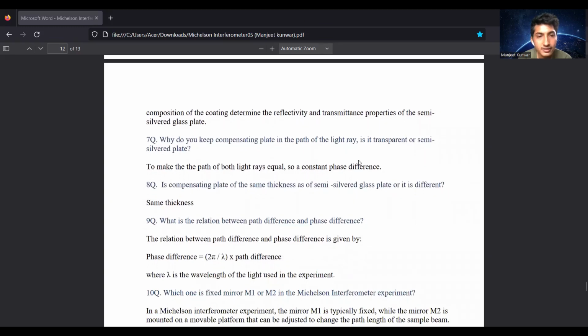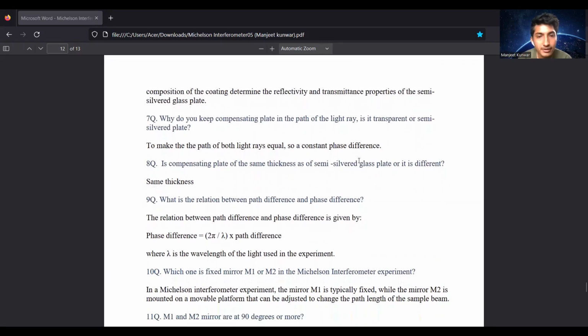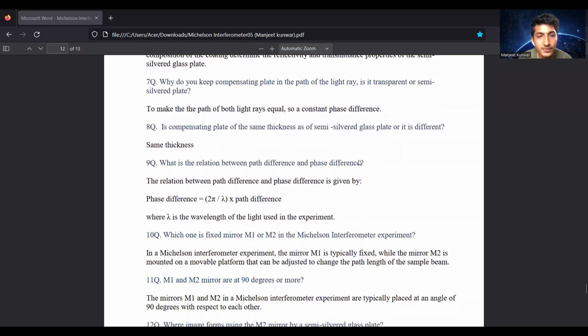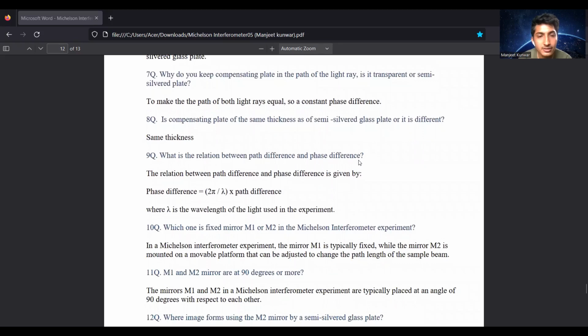Ninth question, what is the relationship between path difference and phase difference? The relationship is that phase difference is 2 pi divided by lambda times path difference x, where lambda is the wavelength of light used in the experiment. And the 10th question, which one is the fixed mirror, M1 or M2, in the Michelson interferometer experiment?